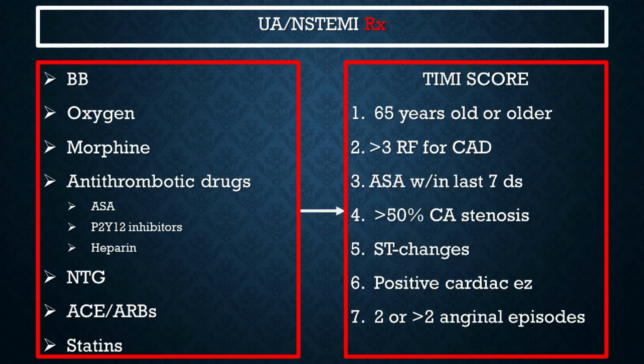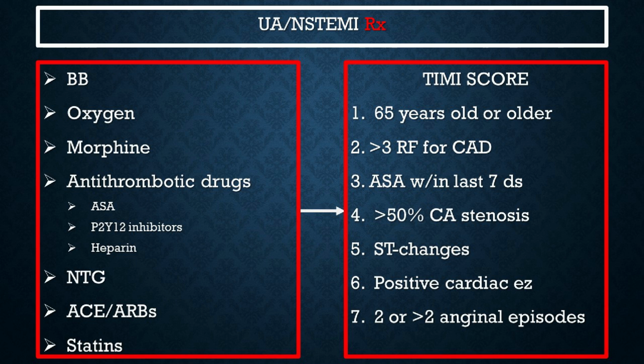Okay, the 7 points of the TIMI score are as follows: 65 years or older, more than 3 risk factors for coronary artery disease, aspirin use within the last 7 days, more than 50% coronary artery stenosis, ST changes, positive cardiac enzymes, and 2 or more than 2 anginal episodes.